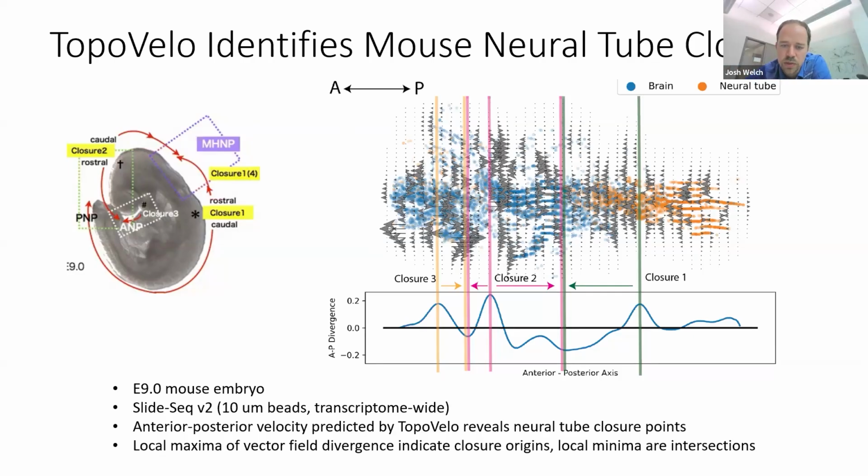The local maxima are points where there's maximum divergence, and those are where the closures initiate. And when closures that are going in opposite directions meet, you have a very negative divergence, which shows up as a local minimum. So we drew here the positions of the local maxima and minima. If you compare that with what's known about how neural tube closure happens at E9, it lines up remarkably well. So it seems that our velocity vectors are actually indicating the directions and origins of neural tube closure in this 3D system.